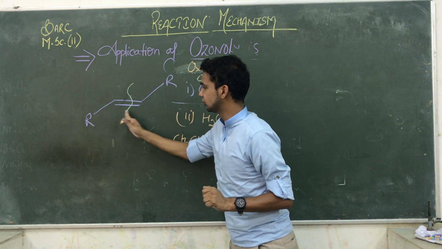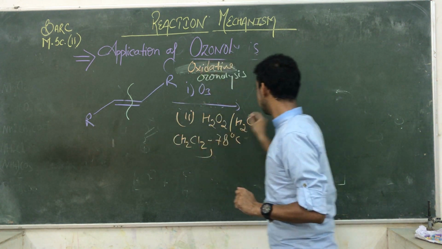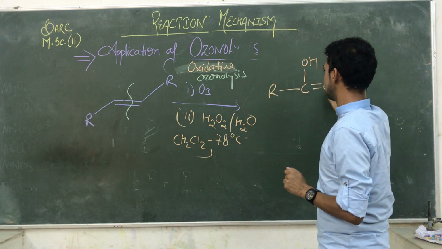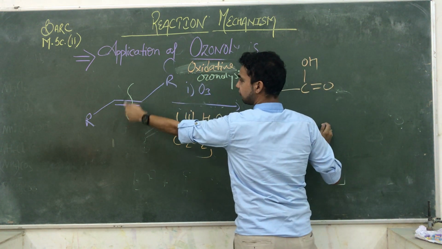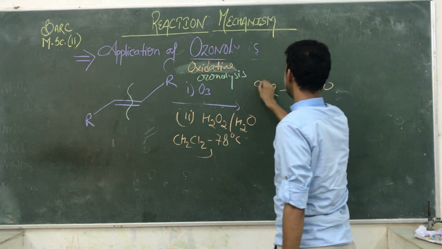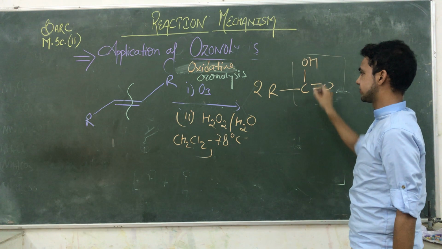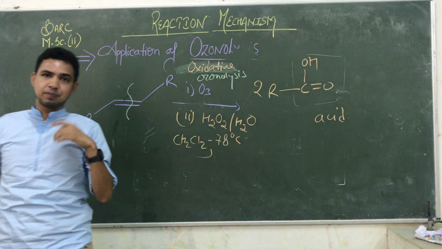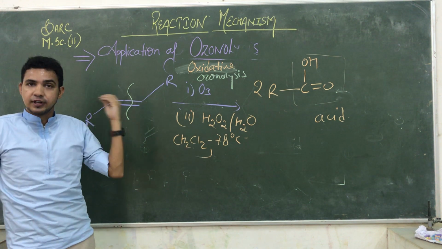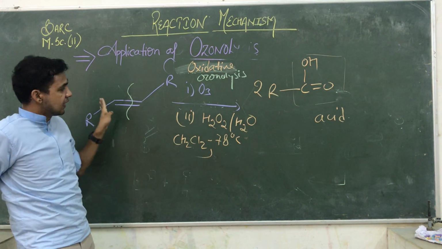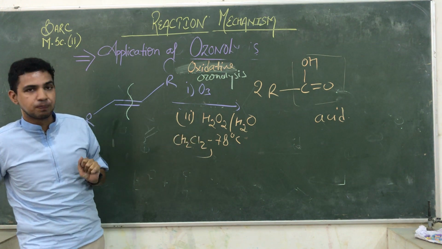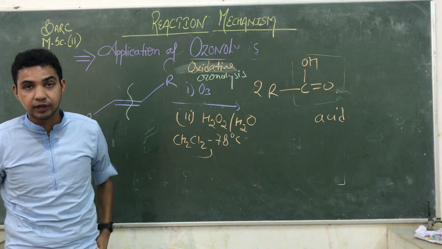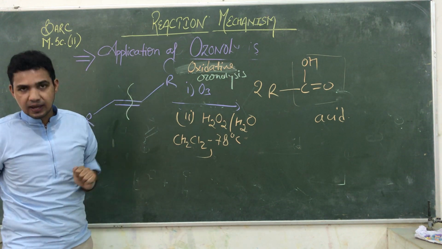The same decomposition takes place. R, C, that is OH and double bond O. Similarly, the other half is also converted, so you are getting 2 carboxylic acids. So here the main product is acid. So guys, if the reaction takes place in the presence of dimethyl sulfide, it gives you aldehyde. If the reaction is carried out in the presence of peroxide at -78 degrees Celsius using the solvent dichloromethane, it gives you an acid compound.